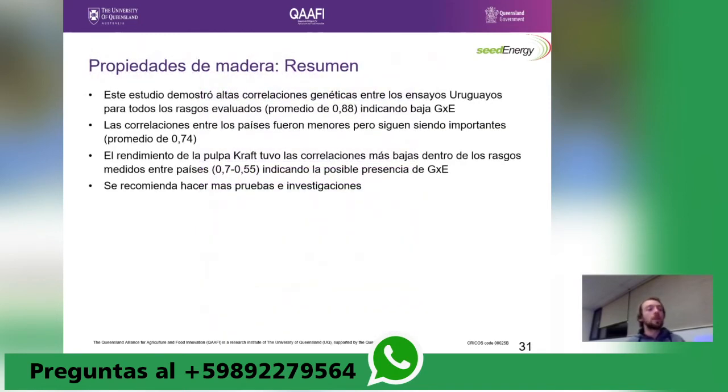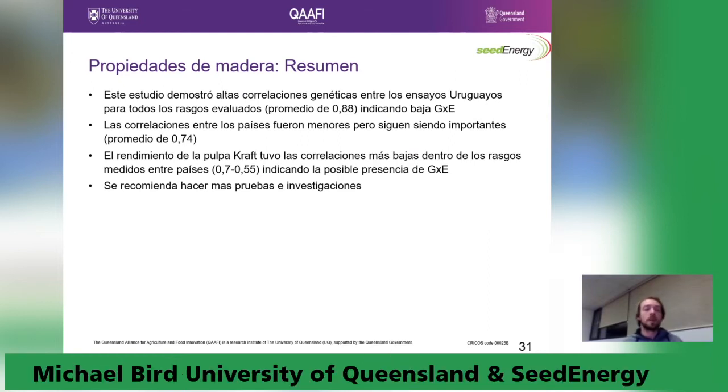In summary, genetic correlations between all wood properties were very high between the two Uruguayan trials. Between countries, correlations were still strong but lower. Of all traits, Kraft pulp yield had the highest G/E between countries, and so further research is required for this trait, but perhaps some other wood property relationships as well between the two countries.